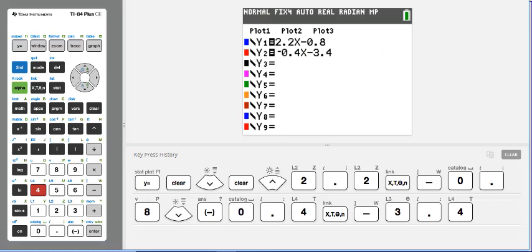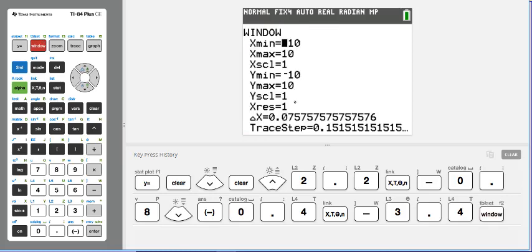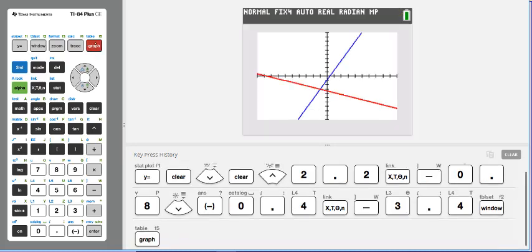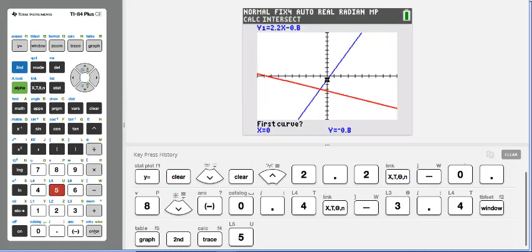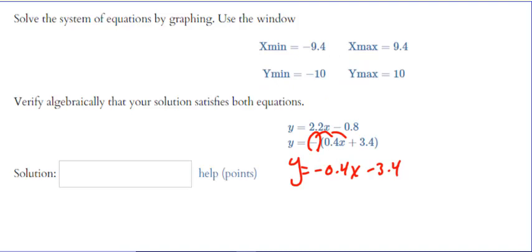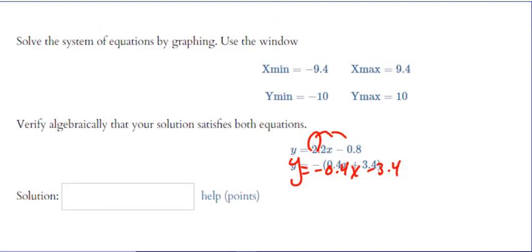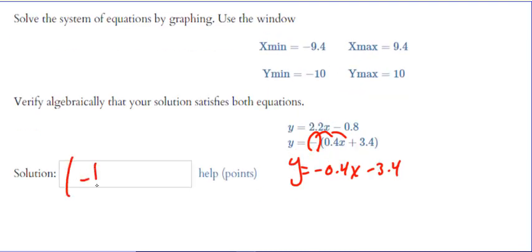Now, because we already had our window limits set to negative 10 to positive 10 on both of them, I can just hit graph. And you see the intersection right there. And if we go second trace to number 5 and hit enter, enter, enter, we see that it is at negative 1, negative 3. So the solution is negative 1, negative 3. Okay.